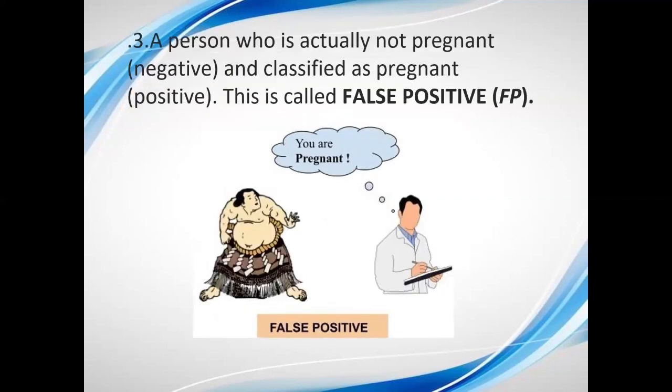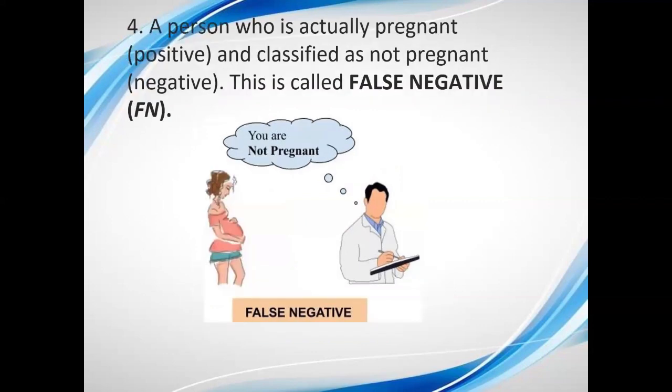On the other hand, a person having a big belly, but the machine wrongly identifies the person as pregnant. That's called false positive: a positive statement, but that is false. Then a person is actually pregnant, but the machine wrongly identifies it as not pregnant. That's called false negative. So there are 4 cases: true positive, true negative, false positive, false negative.